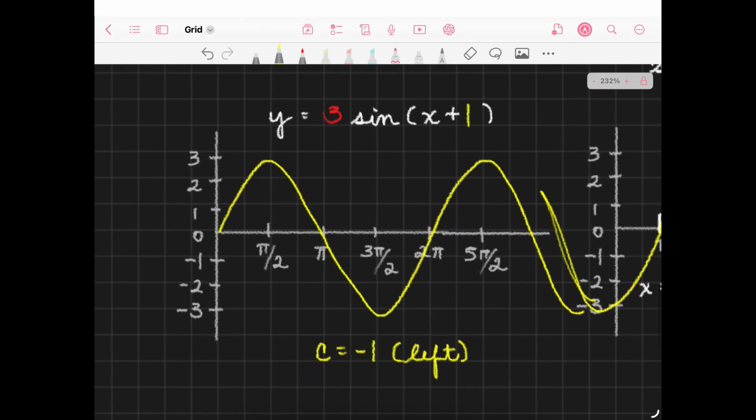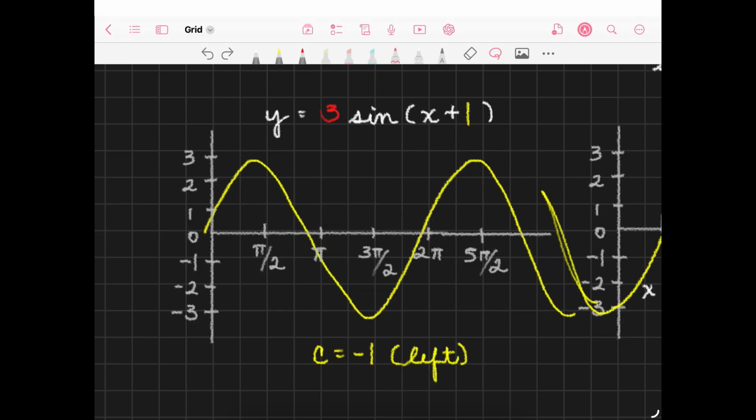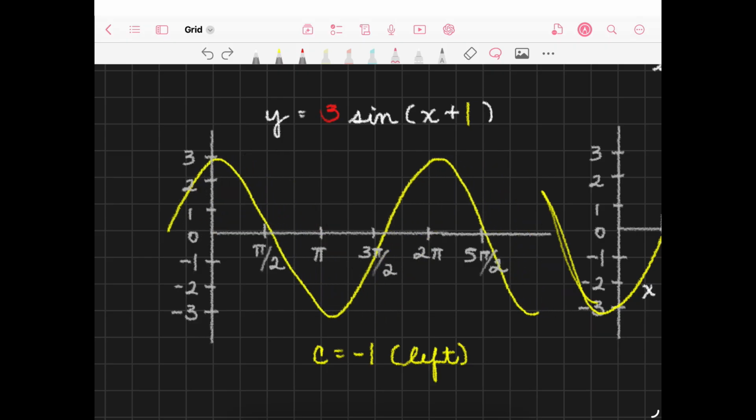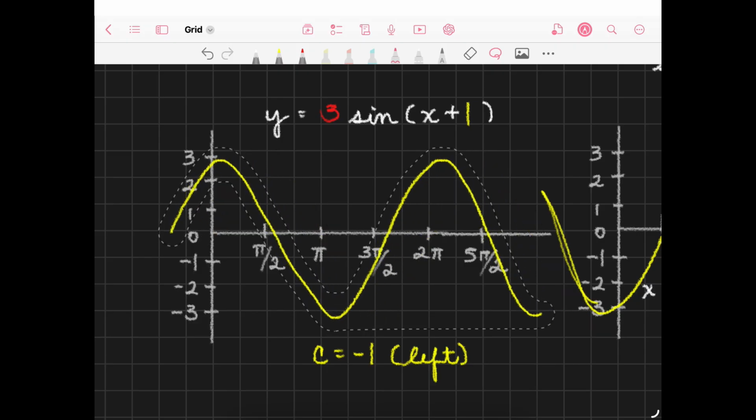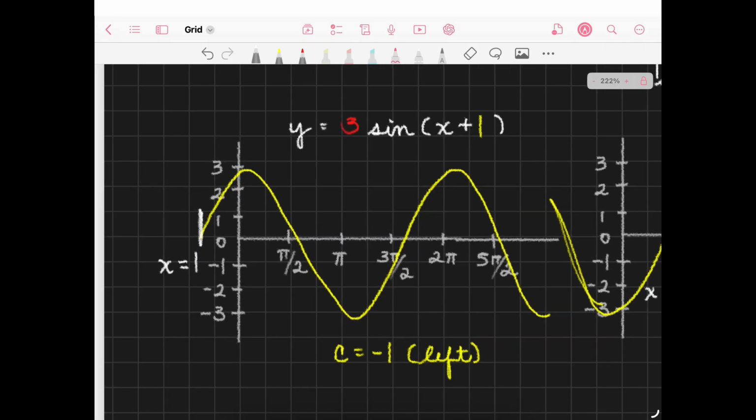But in our left equation, we have x plus 1. And since we encountered x plus 1, then our c would be negative 1. That means we have to shift our graph to the left. So we shift our graph 1 block to the left. So then we have our x is equals to negative 1. And then the entire graph just completely shifts to the left.